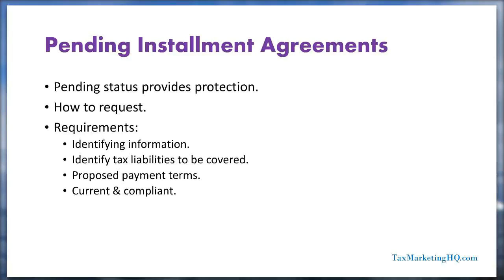You have to identify the tax liabilities to be covered, the exact tax types and periods. You have to propose actual payment terms, and the taxpayer needs to be current and compliant. And for 941 situations, current and compliant means they have to have all 941s filed. There cannot be any outstanding 941s, okay? SFRs count as a filed 941, although you're usually going to want to replace those because they're usually wrong.